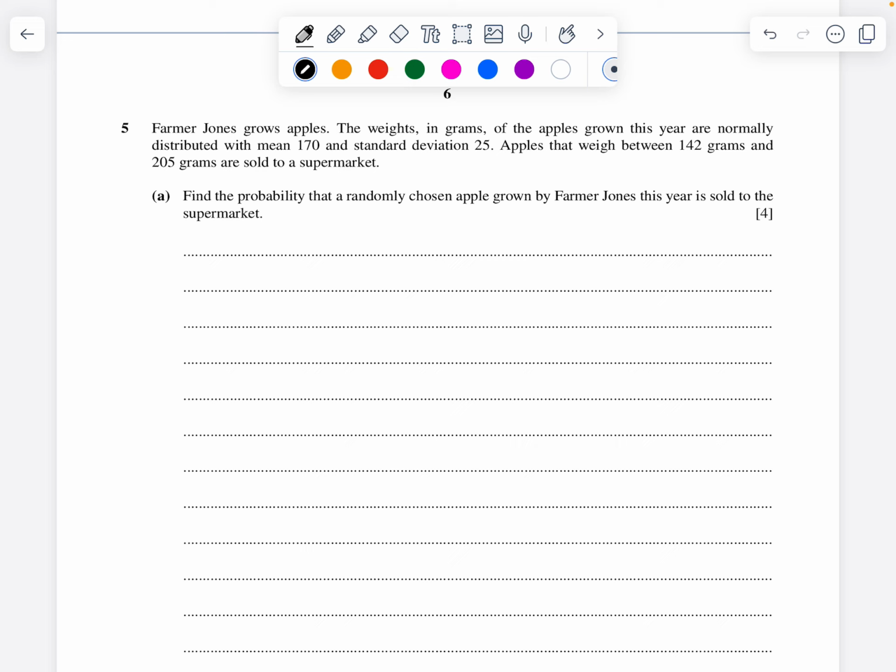Farmer Jones grows apples. The weights in grams of the apples grown this year are normally distributed with mean 170 and standard deviation 25. Apples weighing between 142 grams and 205 grams are sold to the supermarket. Find the probability that apples are sold to the supermarket.